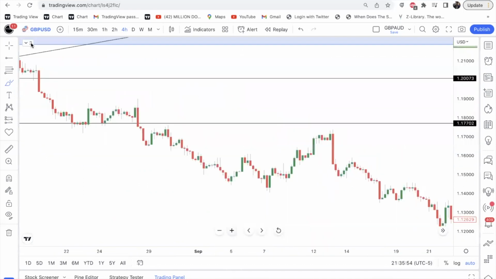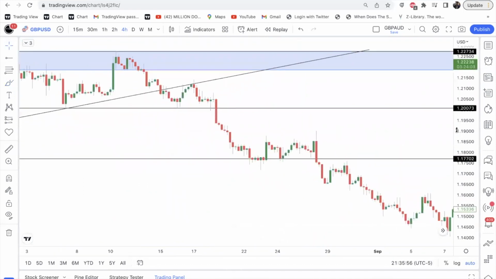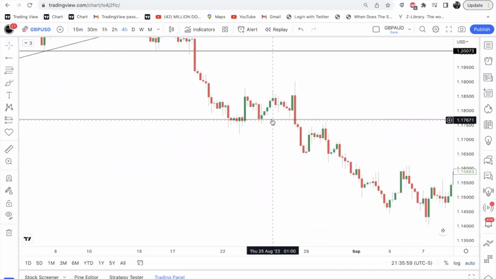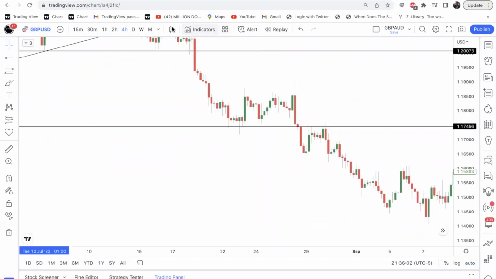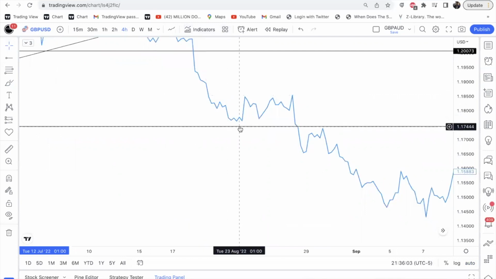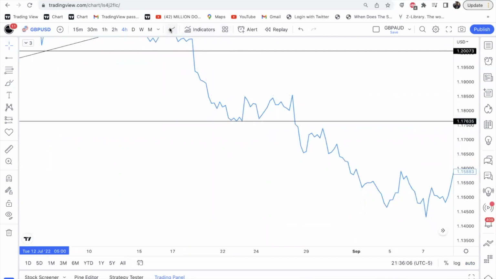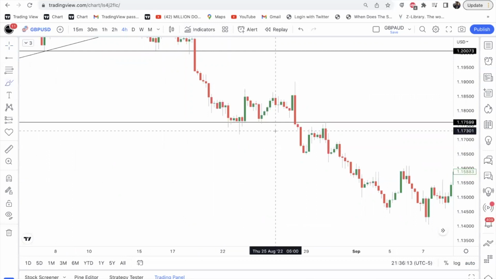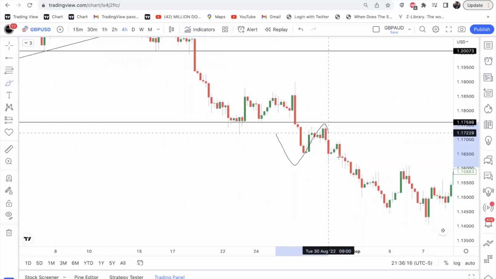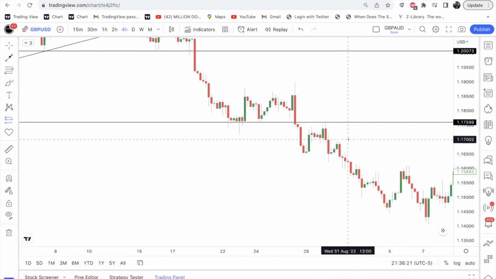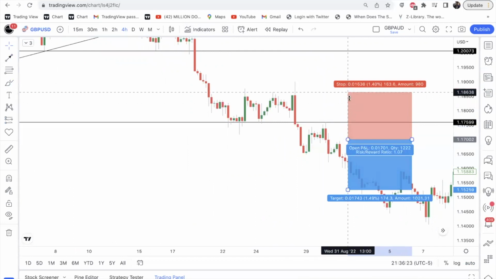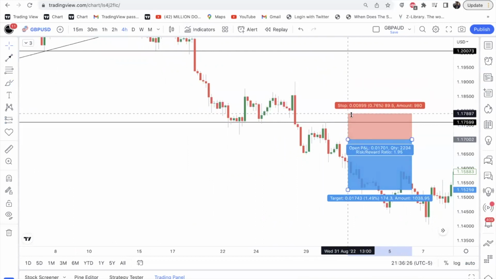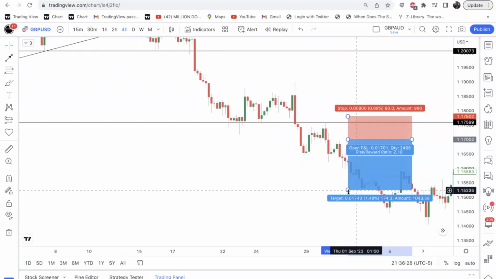All right, so really on this pullback, this was a retest right here. Because if I move this down, it basically retested the previous structure low. Right here, you see that? So it broke, retested, rejected, continued. So on that retest and rejection, go ahead and look for your entry. Stop loss above the rejection, and you continue to ride this.